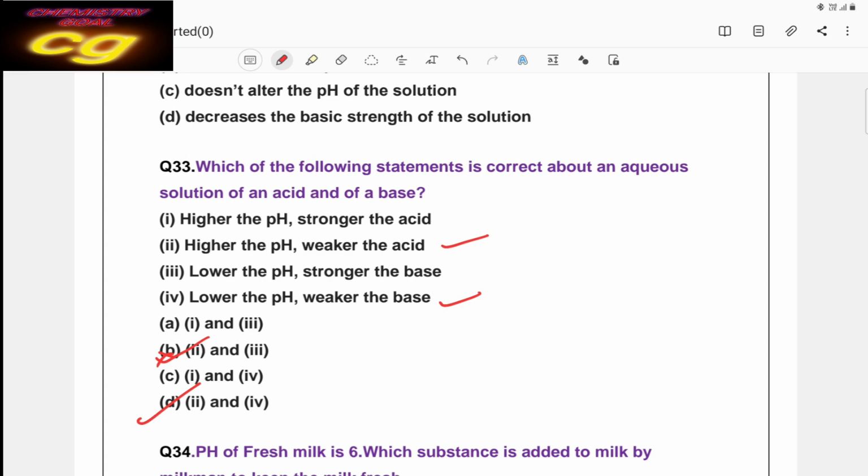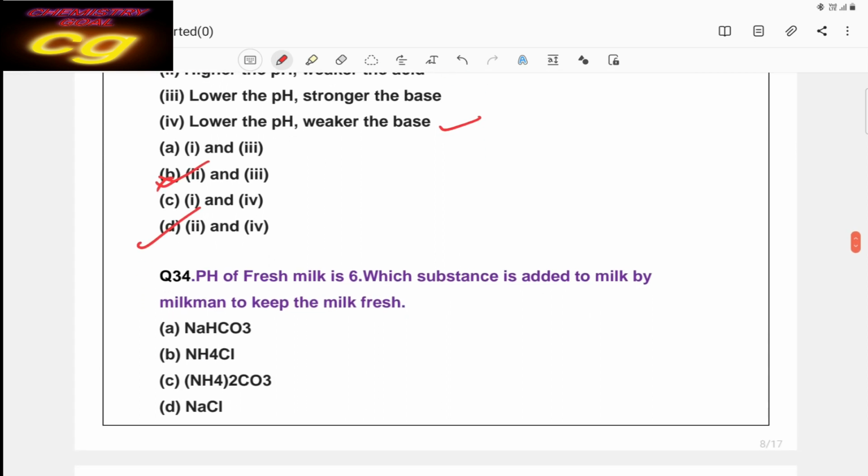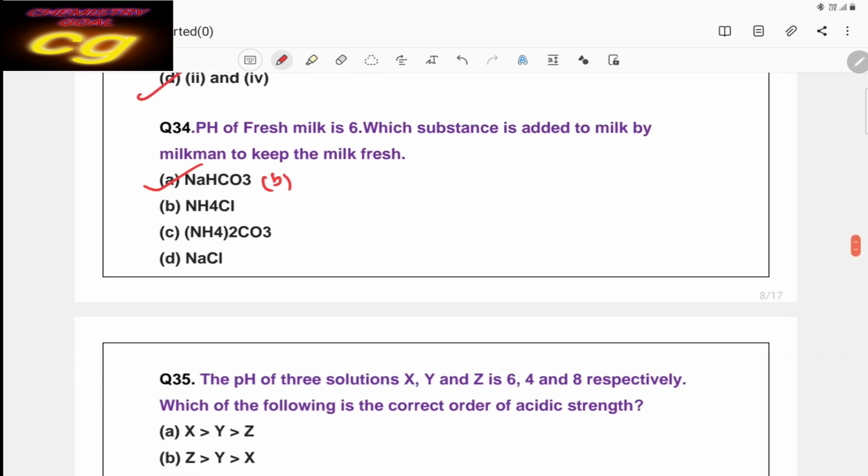That indicates the acidic and basic nature of a solution. The pH of fresh milk is 6. Which substance is added to milk by the milkman to keep the milk fresh? Generally, the milkman adds sodium bicarbonate, which is basic in nature. It protects against fermentation of milk, so that the milk will not easily convert to curd. So sodium bicarbonate, being basic in nature, is used by the milkman.